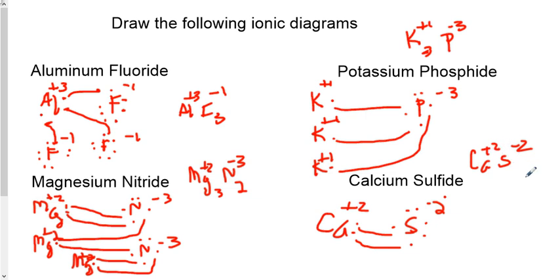Now what we would do here is we'd crisscross charges, and you would notice that we have a 2 and a 2. What we do there is we simplify. Remember, our process is crisscross the charges and simplify. Since 2 and 2 are both divisible by 2, we would be left with 1 and 1. And what that means is there's 1 calcium for every 1 sulfur atom.